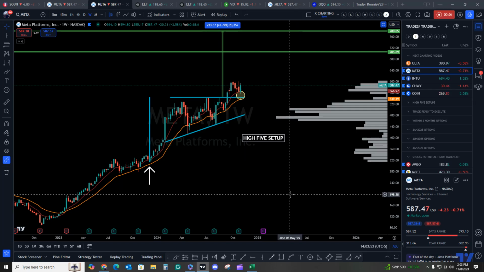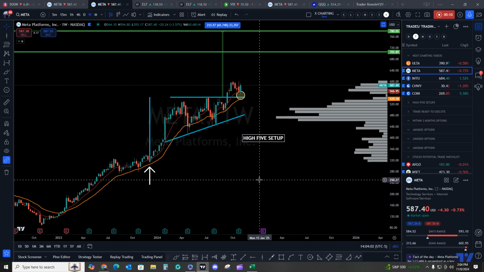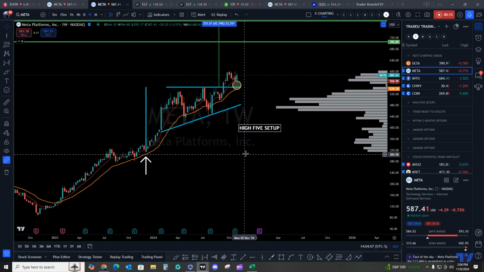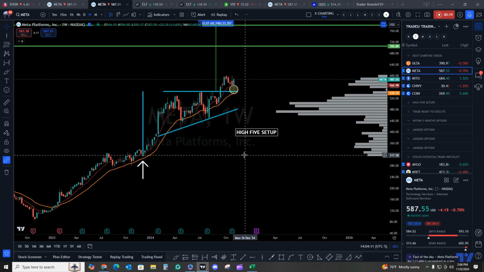What's up, everybody? Today we're going to be talking about Meta Platforms. They own Instagram, Facebook, WhatsApp, Reality Labs, so on and so forth, Oculus. We're going to be talking about the trade setup that I see with this name. This is a High Five setup, my personal trading strategy. So let's get into it.